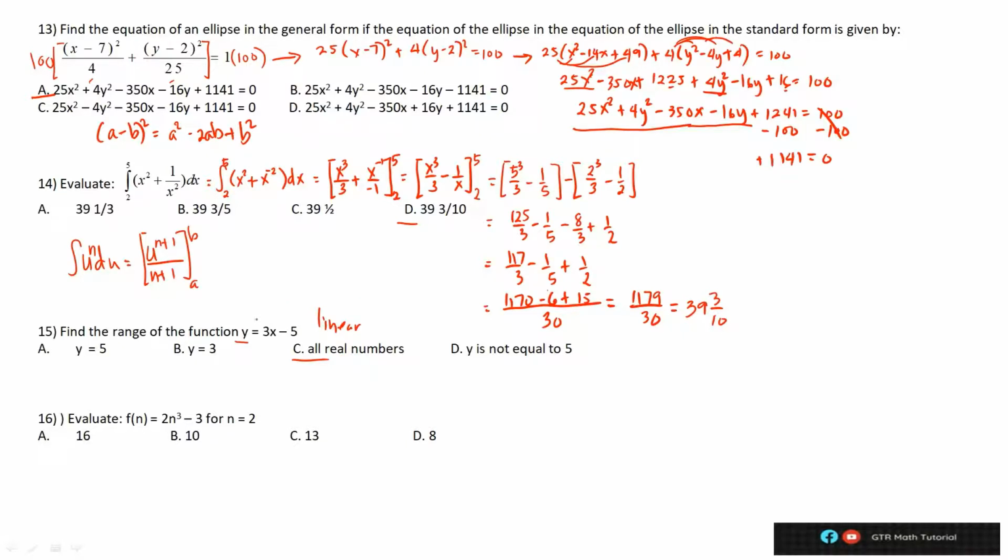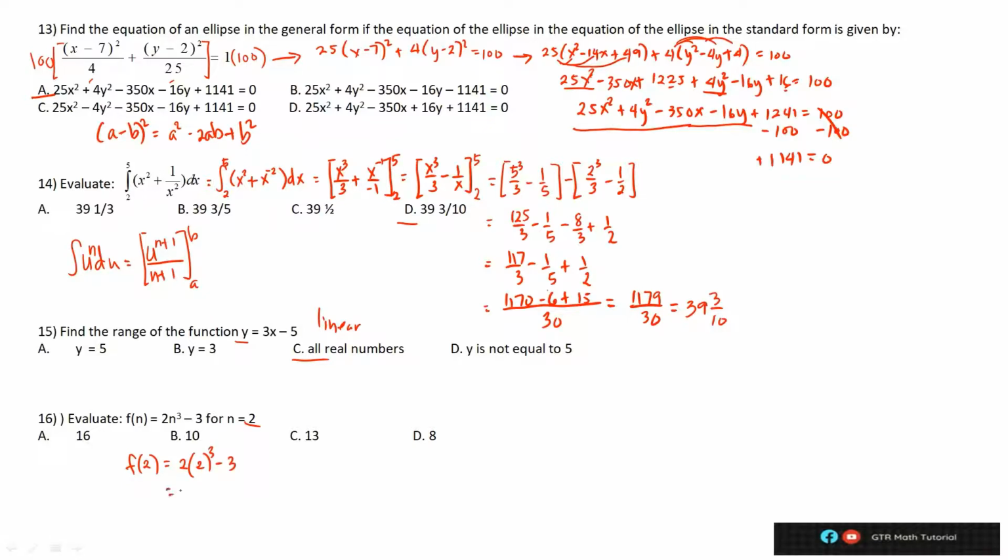Okay, so number 16. So medyo madali lang. F of n equals 2n cubed minus 3 for n equals 2. So evaluate f of n equals 2n cubed minus 3 for n equals 2. So just substitute n equals 2. Substitute 2 for every n. So therefore, we have f of 2 equals 2. So yung n palitan lang ng 2 times 2 cubed minus 3.